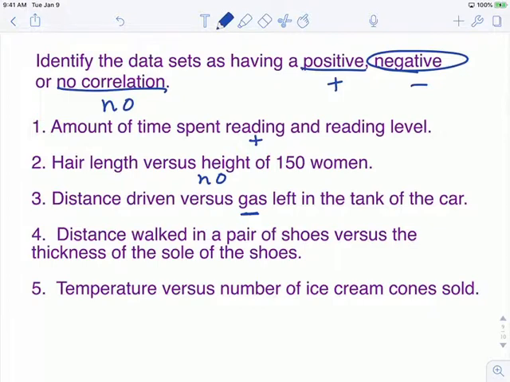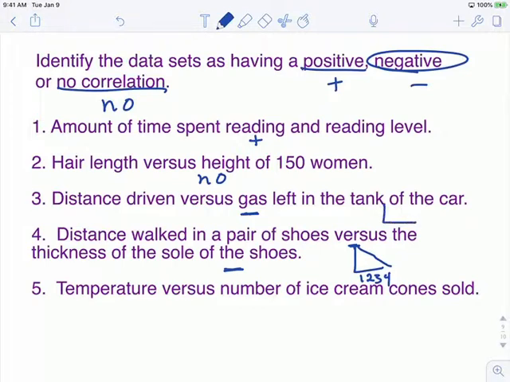Distance walked in a pair of shoes versus the thickness of the sole of the shoes. As my distance increases, and I'm talking about this in terms of miles, my sole is probably going to start off thick, and it's going to slowly trend downwards and get thinner and thinner. So this is a negative correlation.